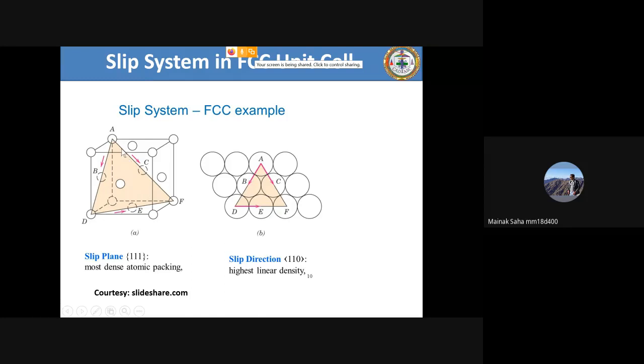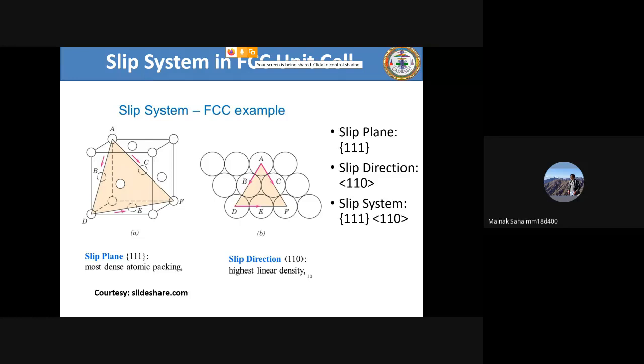For this one particular plane, if you take the 111 plane, and this is not a family. If you take a family, there are four slip planes, and each plane will have three slip directions in FCC. So there is this 110 direction. Because in every triangle you cannot have six 110, you can only have three 110 in a particular 111. So there are total four slip planes, and the slip directions in every slip plane is equal to 3.